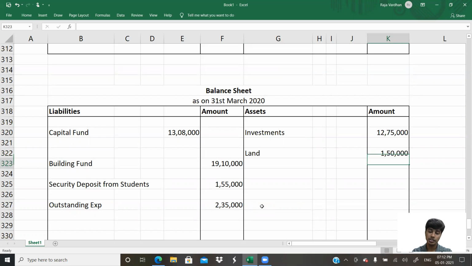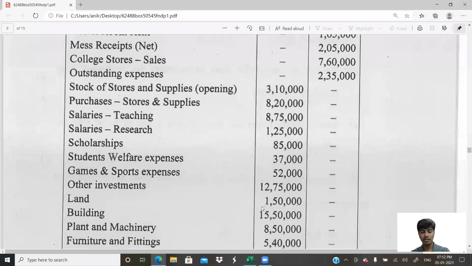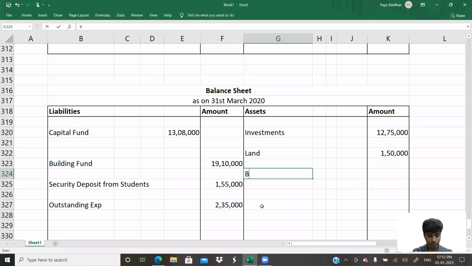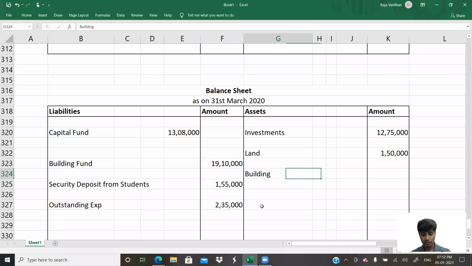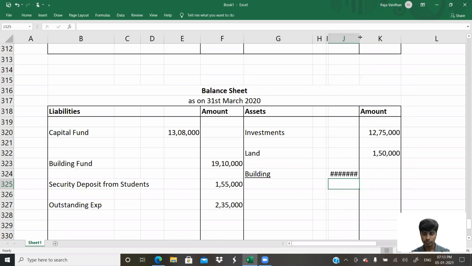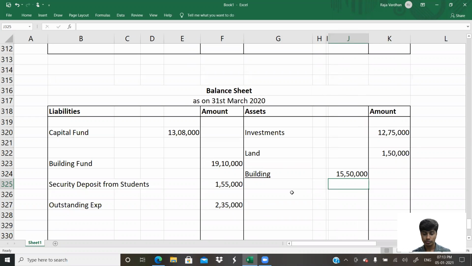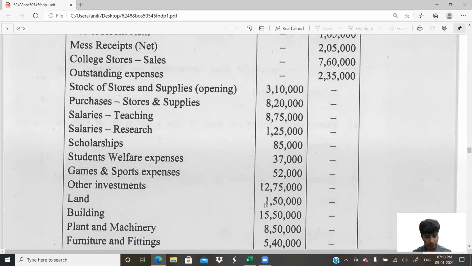Land is not a depreciable asset. There is no depreciation on land. But from here onwards, depreciation will kick in. What is the next item? Building. From here, there is depreciation. Building is how much? 15,50,000. There is an adjustment given. We will do it later. I'll write the amount in the inner column. 15,50,000. Okay. After building, what else do we have? After building, we have plant and machinery.